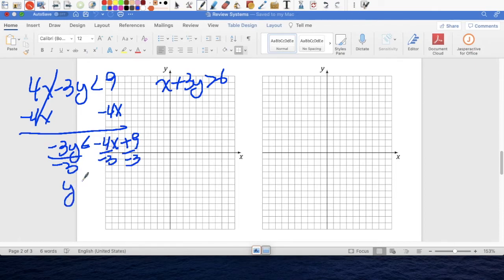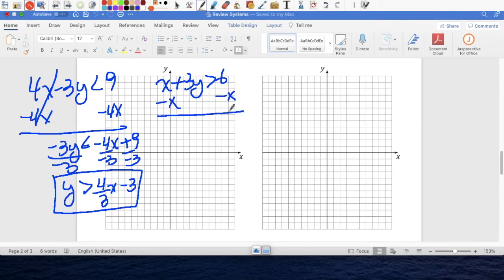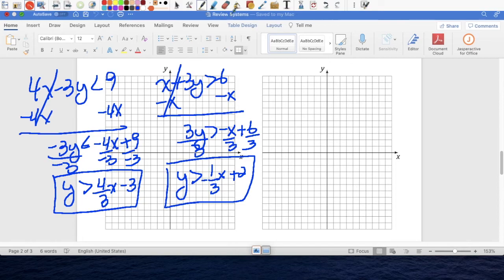You get y, switch signs, greater than 4 over 3 x minus 3. So that's the equation we're going to be working with. And this one, let's do minus x on both sides. We get 3y greater than minus x plus 6. Divide everything by 3. We get y greater than negative 1/3 x, right? There's a 1 there, plus 2. So those are the two equations we're going to graph.